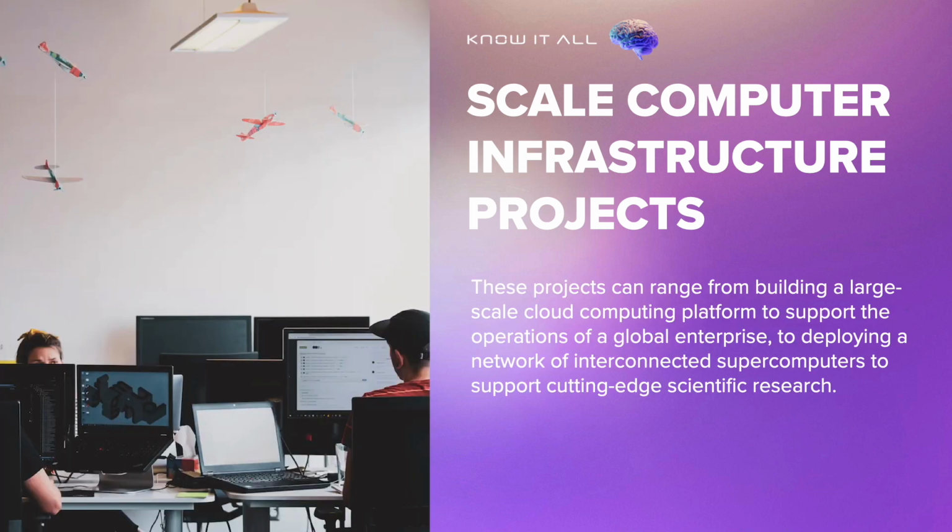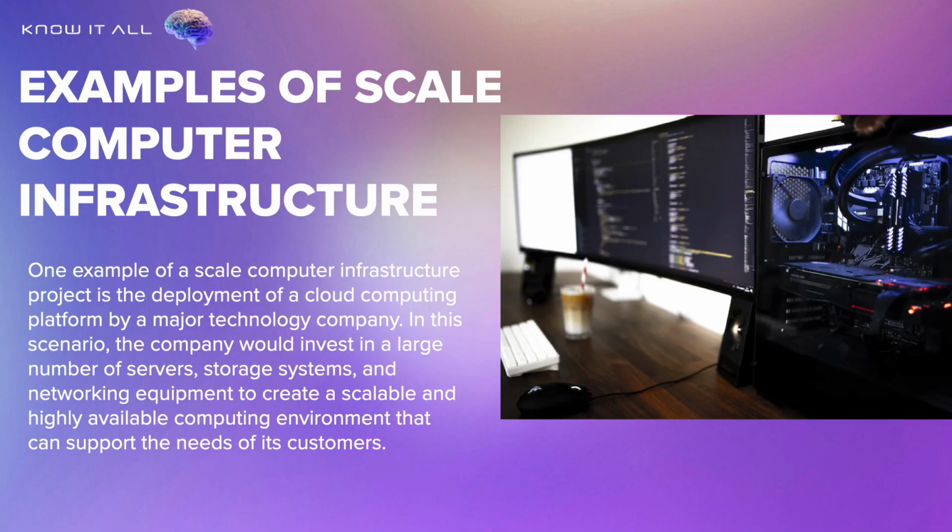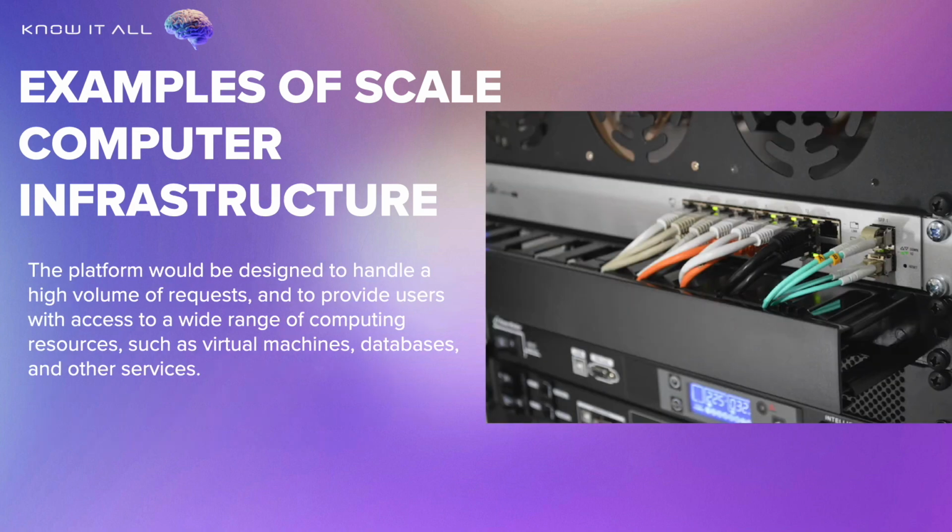These projects can range from building a large-scale cloud computing platform to support the operations of a global enterprise, to deploying a network of interconnected supercomputers to support cutting-edge scientific research. One example of a scale computer infrastructure project is the deployment of a cloud computing platform by a major technology company. In this scenario, the company would invest in a large number of servers, storage systems, and networking equipment to create a scalable and highly available computing environment that can support the needs of its customers. The platform would be designed to handle a high volume of requests, and to provide users with access to a wide range of computing resources, such as virtual machines, databases, and other services.